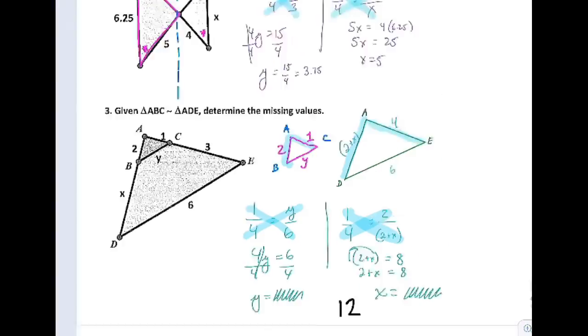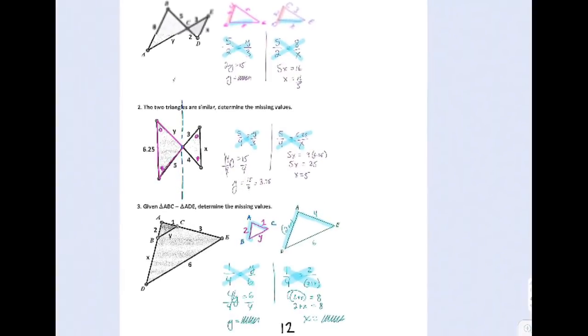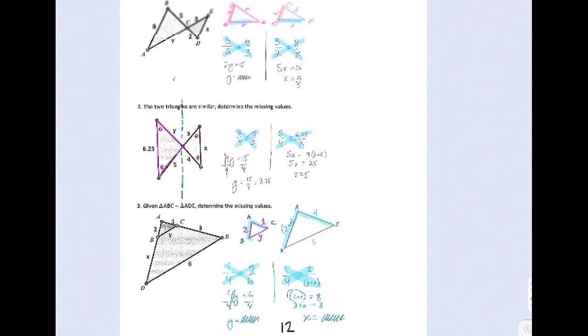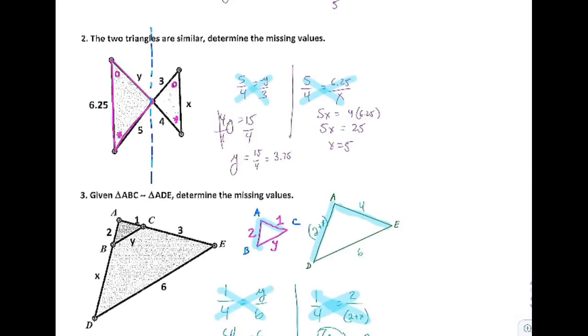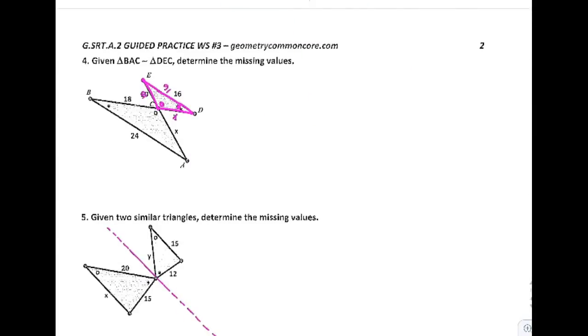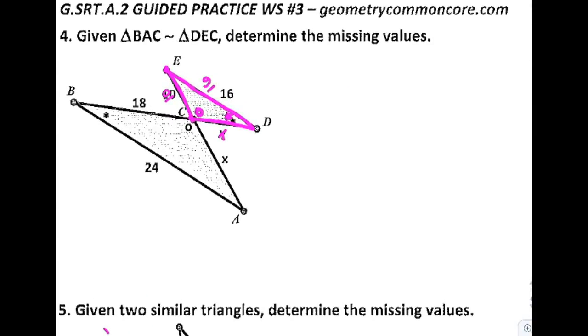So the key in all three of these, they're all different, but to redraw the triangles so they sit next to each other, sort of facing the same way, so you can see what matches up with what. Then you find the ones that are both numbers and start your fraction off with that. Let's try number 4 now.